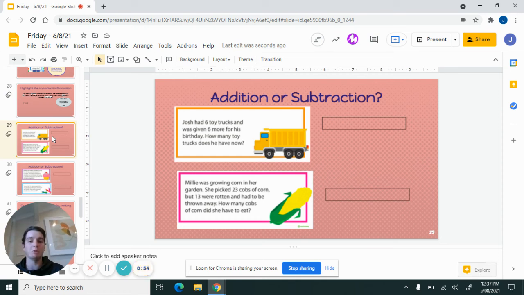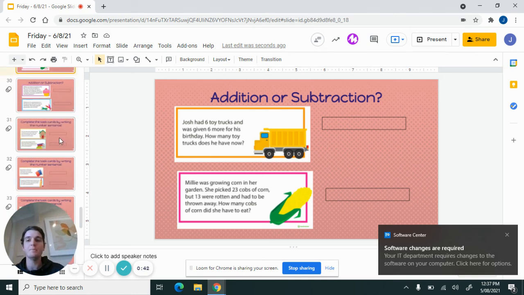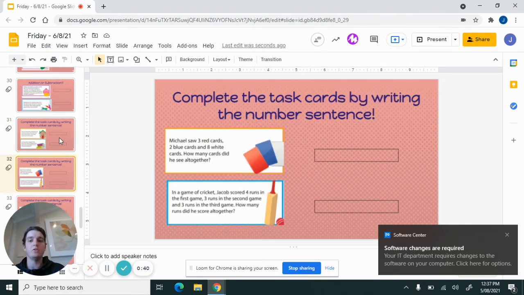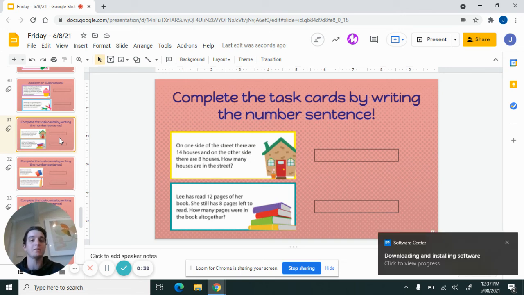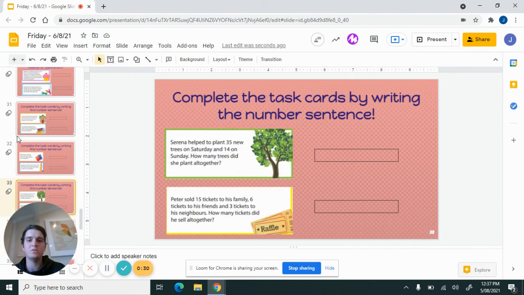Now, what you're going to do is you're going to have a look, read these questions on these next 2 slides, and see whether they're addition or whether they are subtraction. That's up to you to decide. So addition or subtraction, just write it in the boxes. Then, on the next few slides after that, you're actually going to complete the task by writing a number sentence. So read the question carefully, write the number sentence, and then write the answer. I think there is 6, just 6 to do.